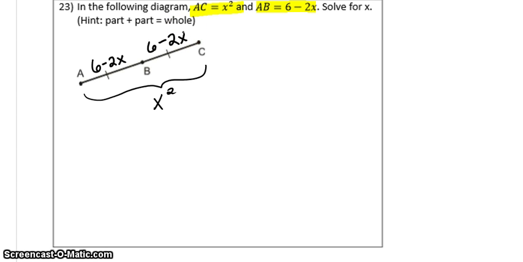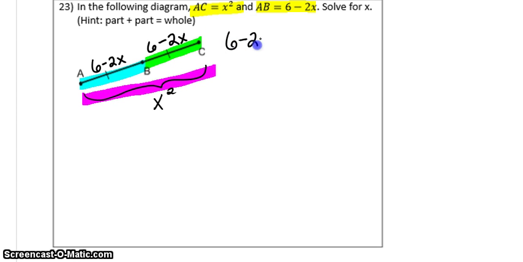So if line segment AB was 6 minus 2x, I also know that line segment BC is 6 minus 2x. The hint in this question tells us that part plus part equals whole. So what I know is that if I add part plus part, it will equal the whole line segment. The equation that I come up with then is 6 minus 2x plus 6 minus 2x equals x squared.